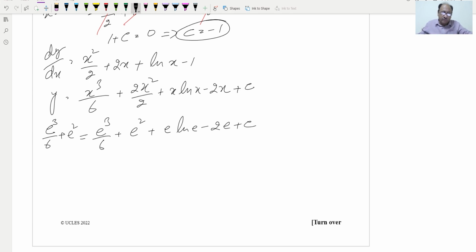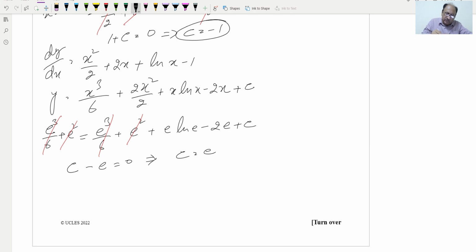We are trying to find the value of c. This side will be cancelled with this side, and log e will be 1, so e minus 2e plus c is equal to 0. This will be equal to c minus e is equal to 0, so this implies c is equal to e.